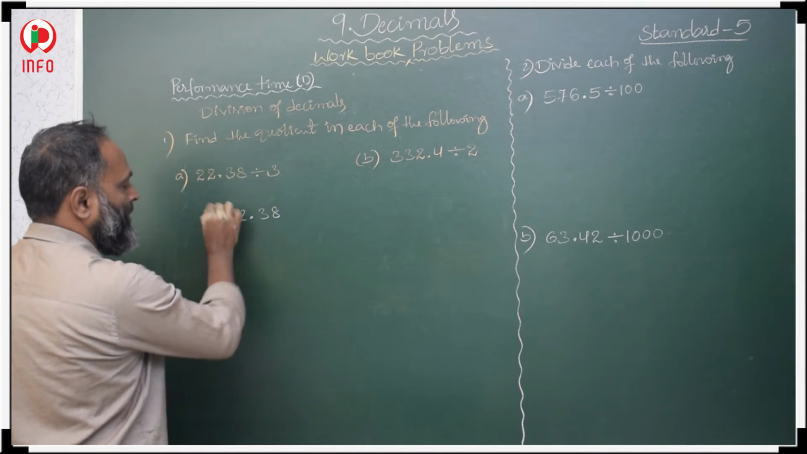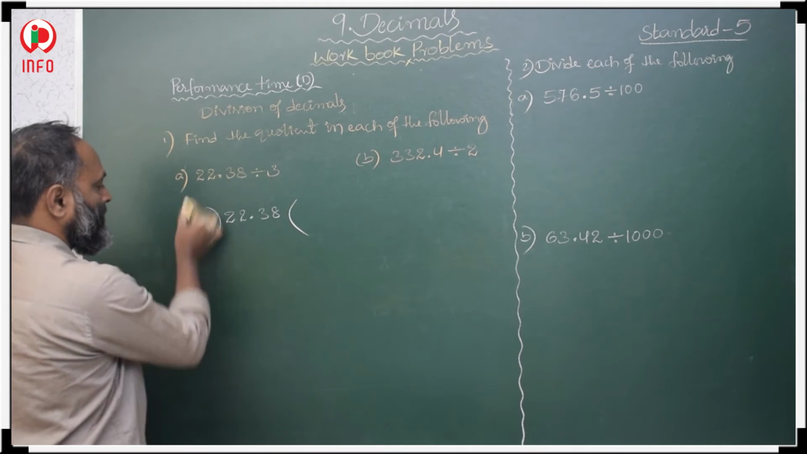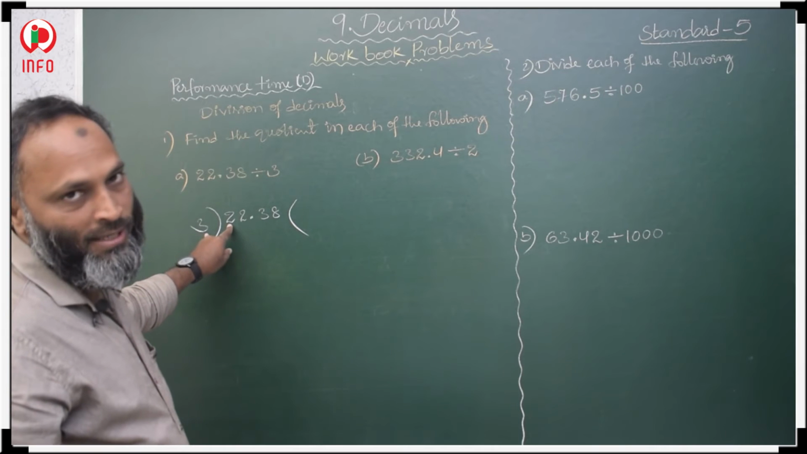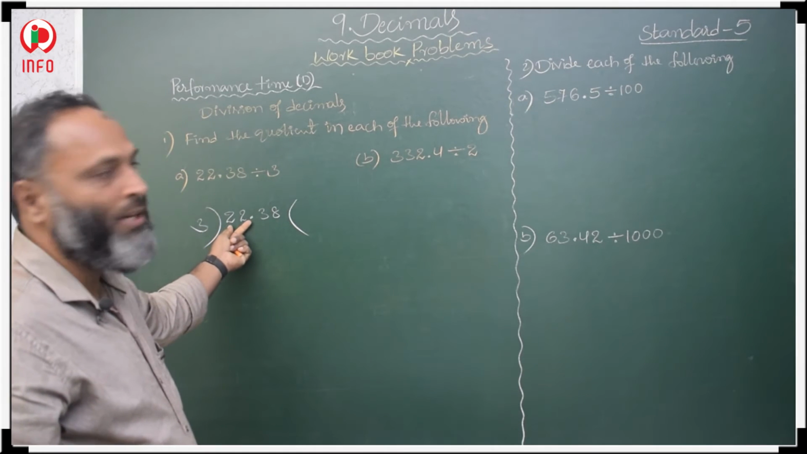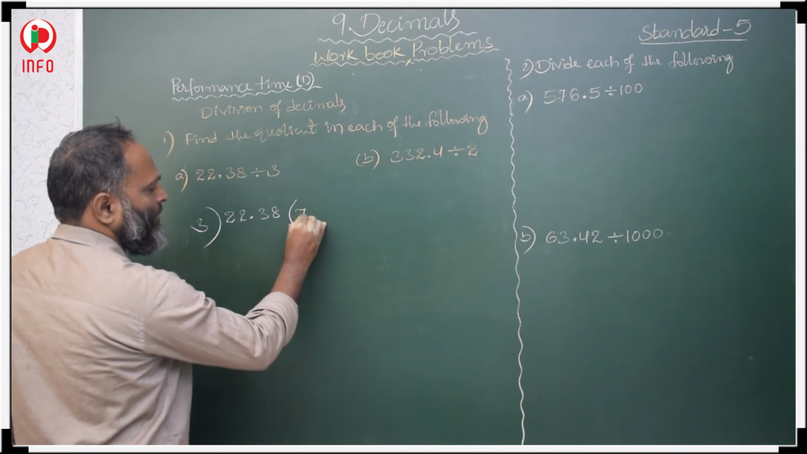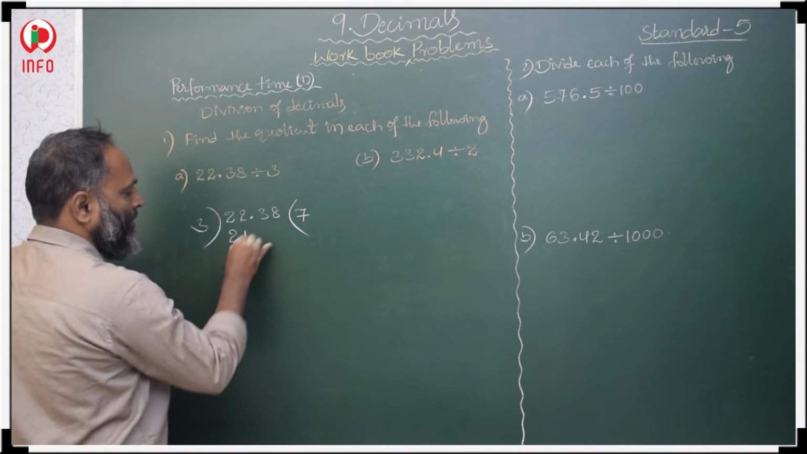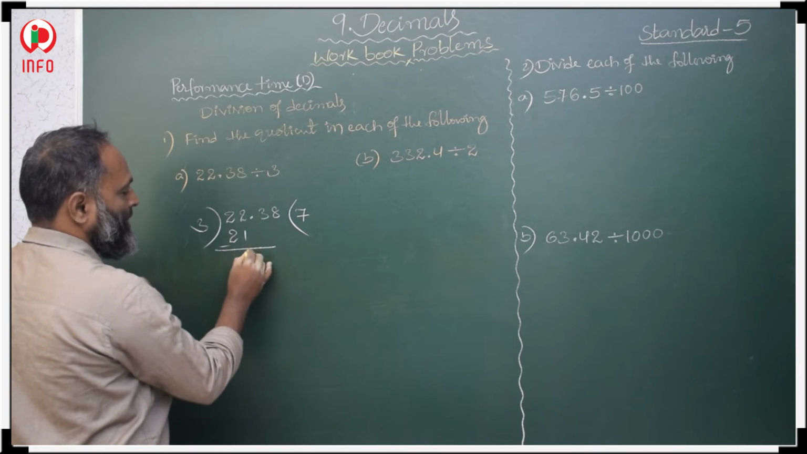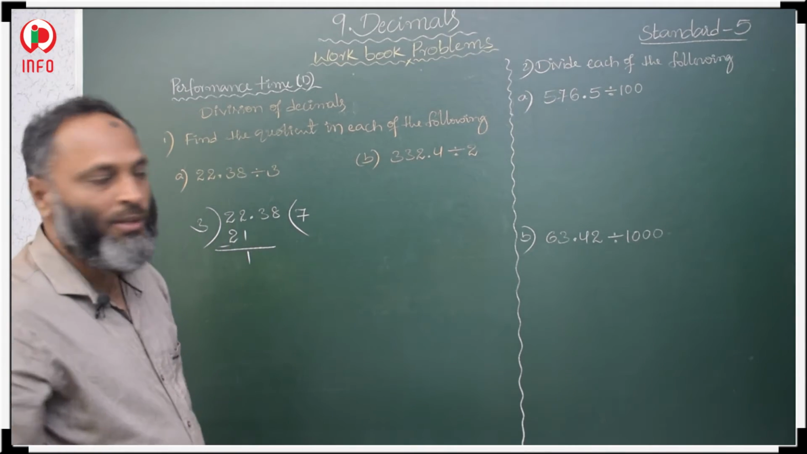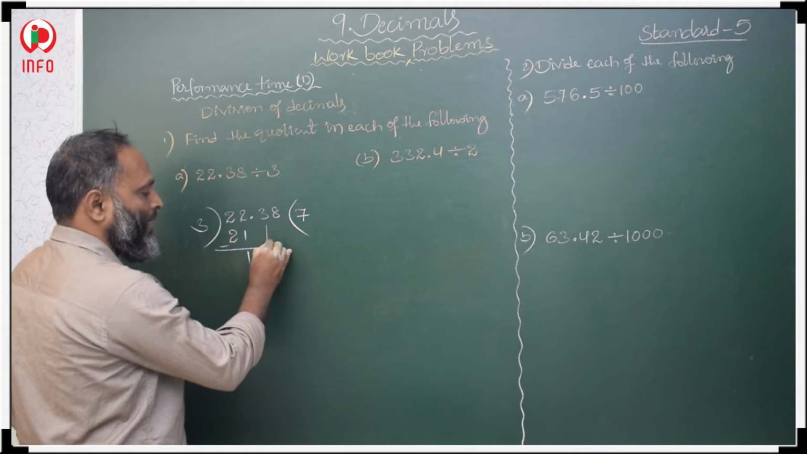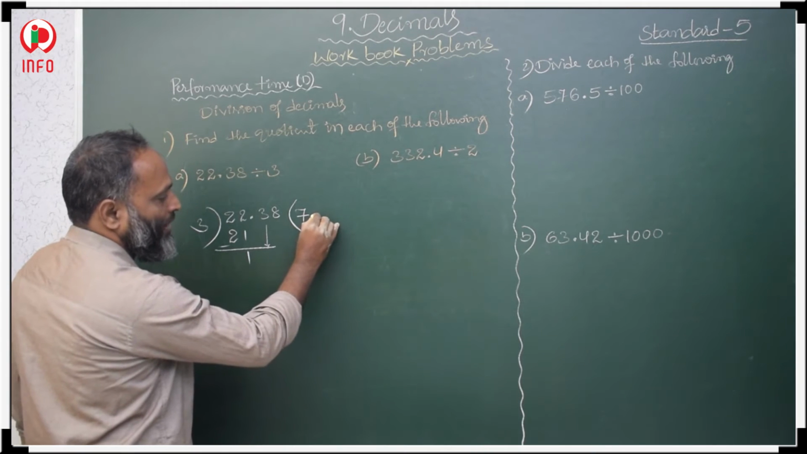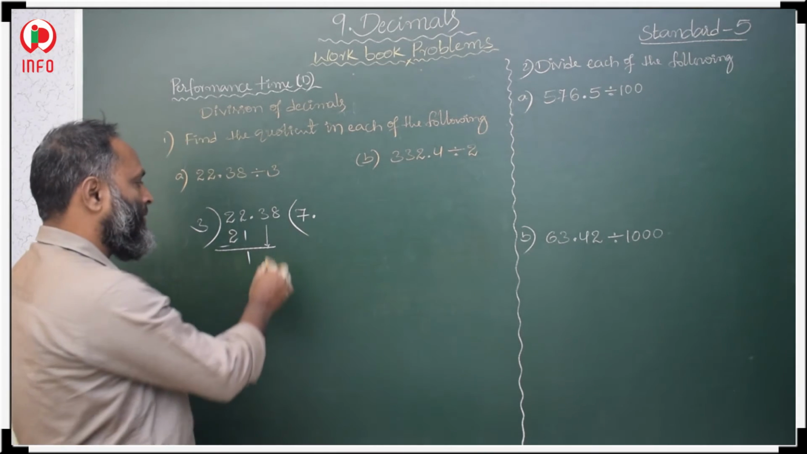22.38 divided with 3. First 2 is lesser than this divisor 3, so we should take 22 at a time. 3 sevens are 21. Then minus, 2 minus 1 is 1. Then 2 minus 2 is 0. No need to take that 0. Then after that we copy the decimal number. Whenever we are copying the decimal number, in the quotient we keep a decimal point, and then after that copy that number.